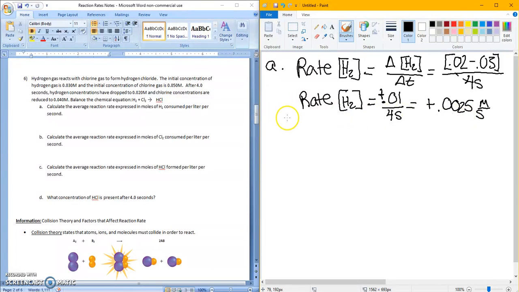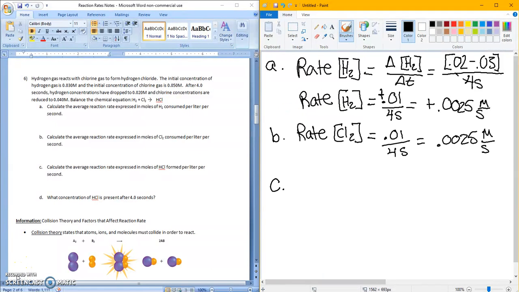All right, so go ahead and if you haven't done B, or if you did B incorrectly, do B now. All right, so B is the exact same thing as hydrogen. Chlorine and hydrogen are used up at the same rate because their difference in concentration was the exact same number and it was the exact same amount of time, so we get the same number. Now if I look at C, C says calculate the average reaction rate expressed in moles of HCl formed per liter per second. So I'm thinking about it, and HCl is being produced, but how fast is it being produced? Okay, I have this equation.